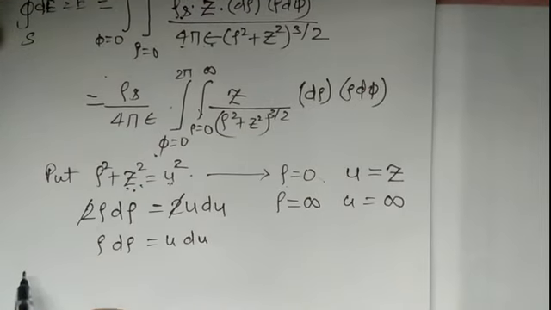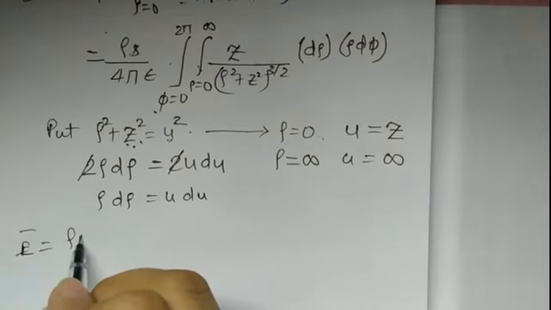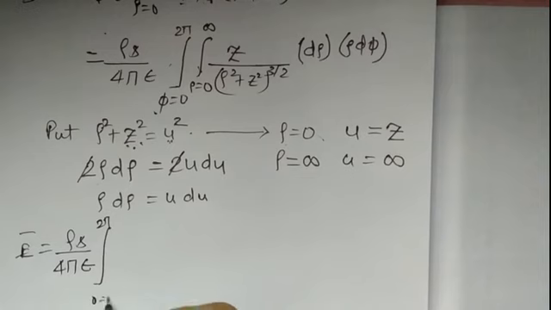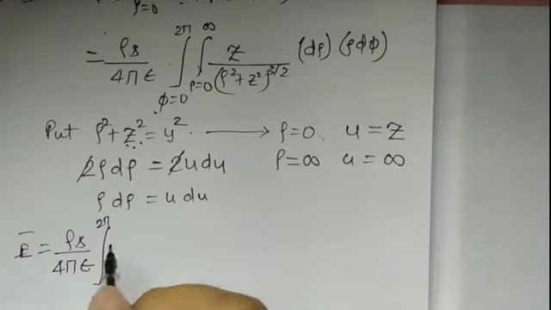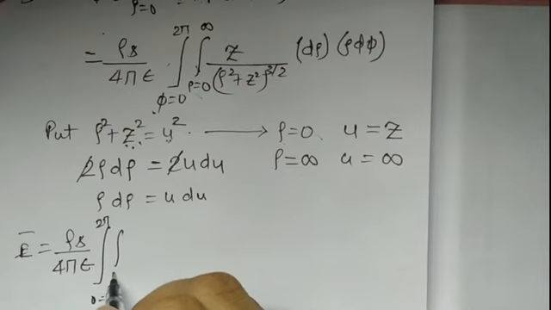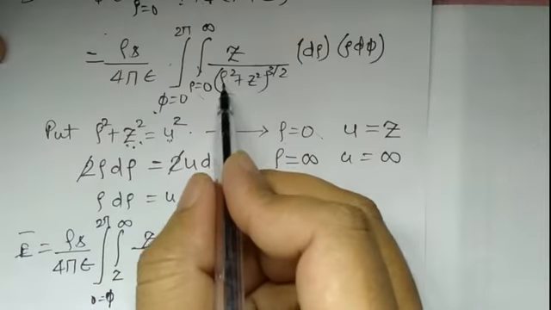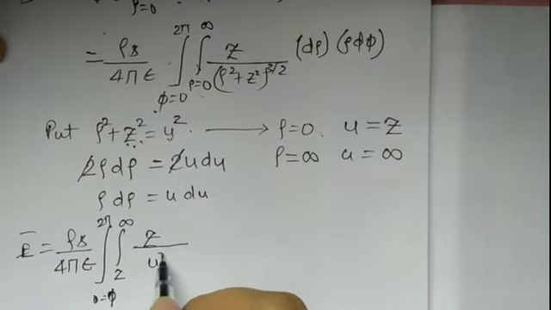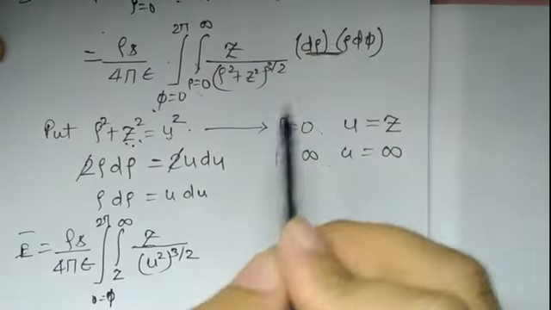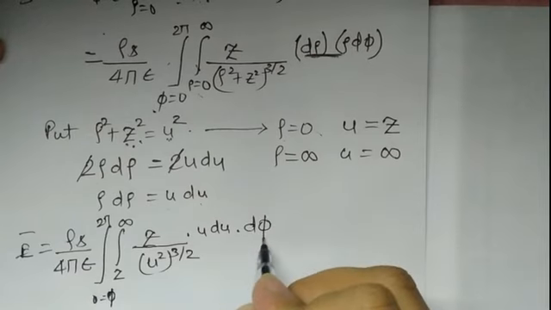So finally my value of E bar equals ρs upon 4π epsilon. The integral 0 to 2π of dφ will be φ, and the value of φ goes from 0 to 2π. Now, ρ changes to u, so u goes from z to infinity. z will remain z. ρ square plus z square becomes u square raised to the power 3 by 2, and ρ dρ will be u du, and the remaining dφ will be as it is.